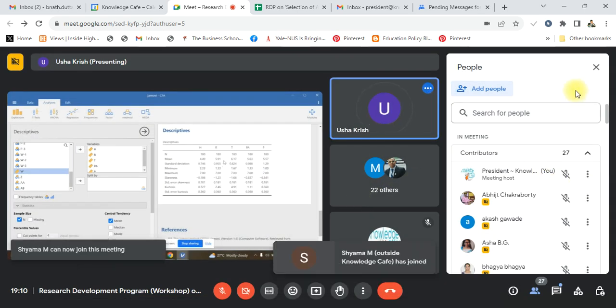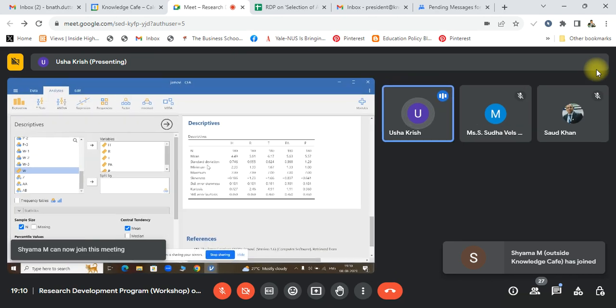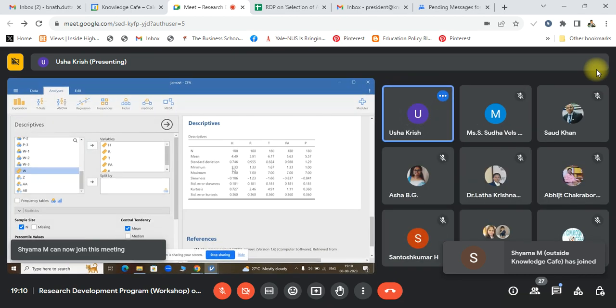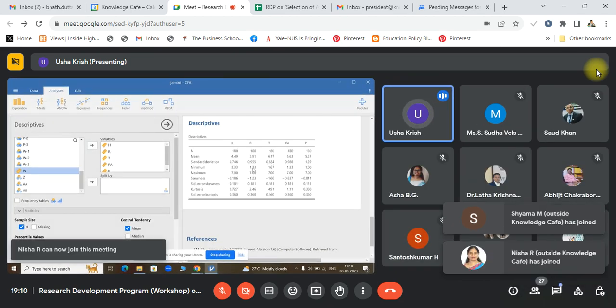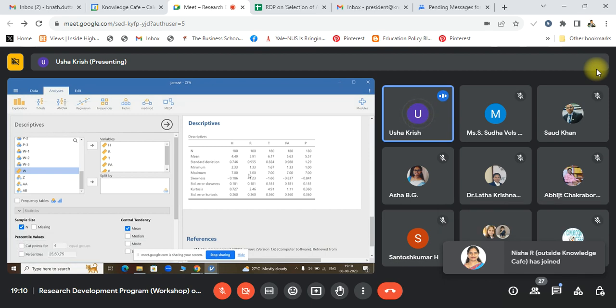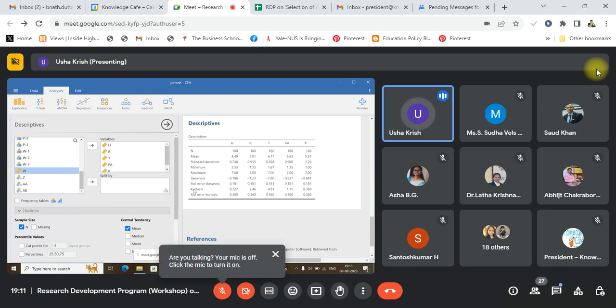Say I got the mean and standard deviation. The minimum value is 1.33, and 1 is the minimum point. The maximum is 7, which means the author is using a 7-point scale. And I have skewness values, kurtosis values, etc.